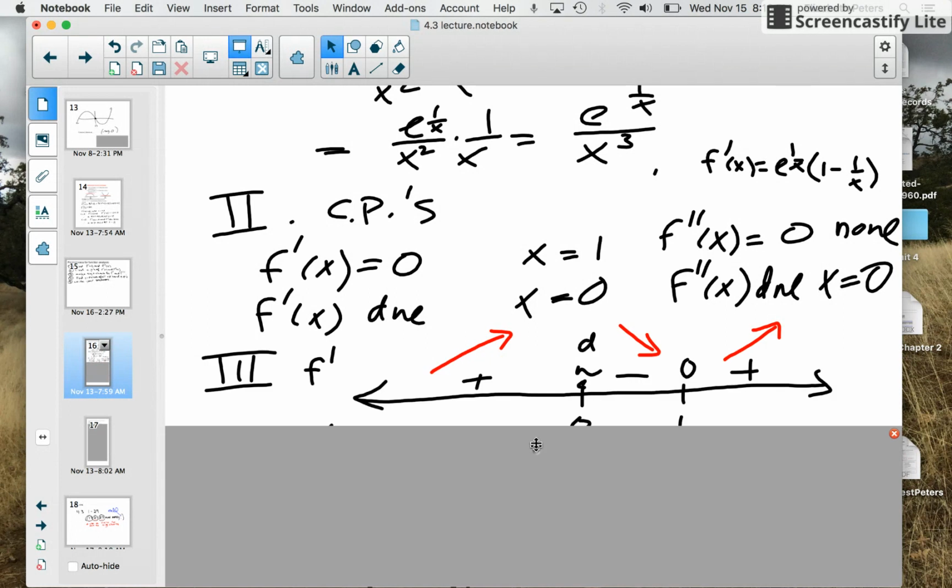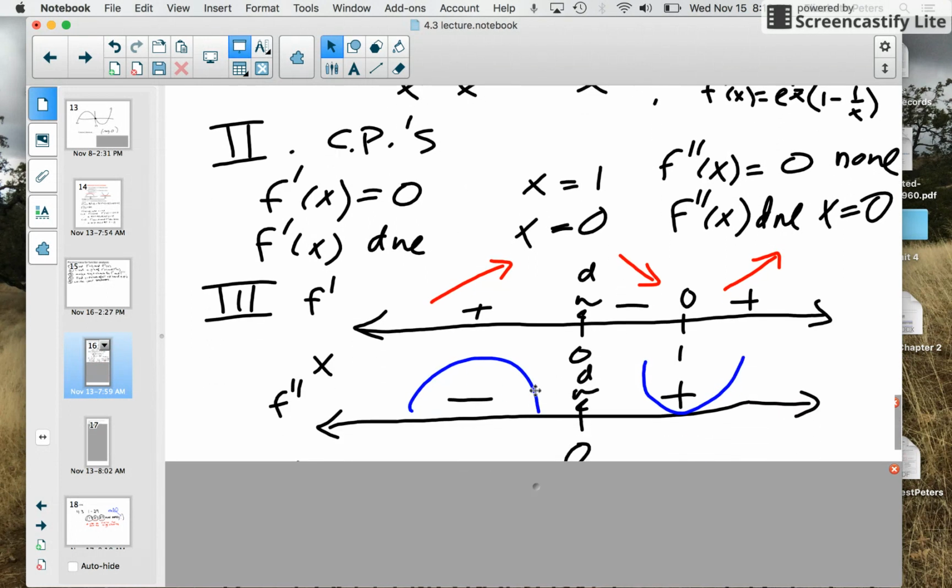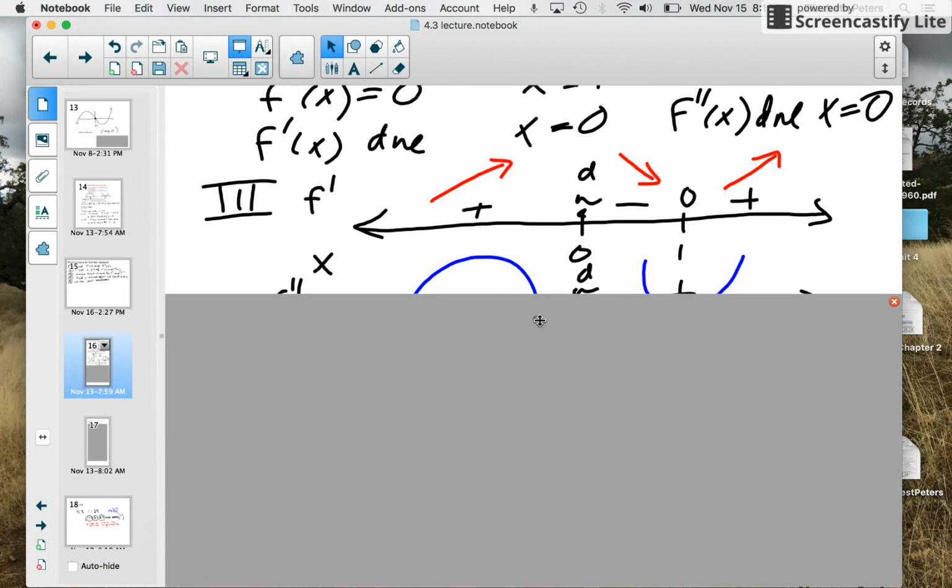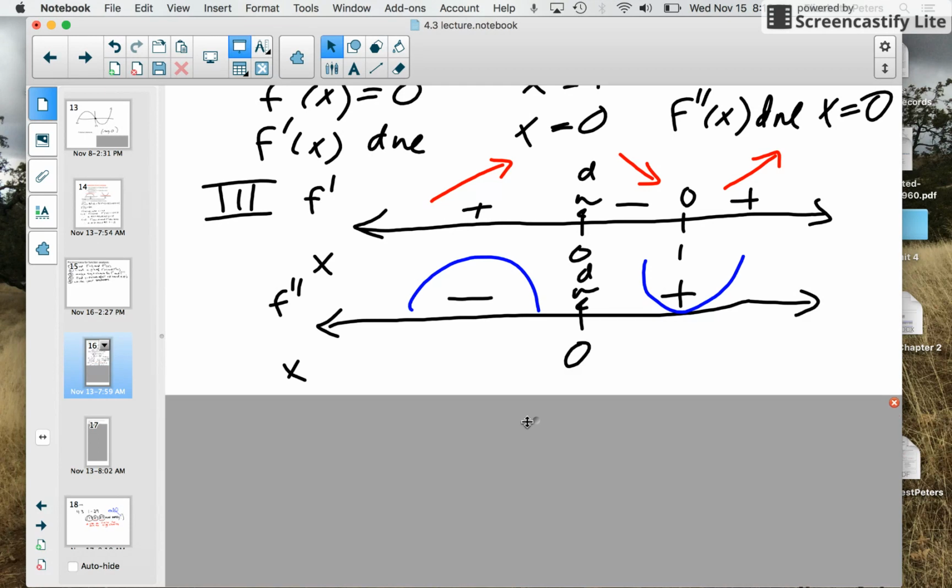So now we've got our critical points, and we are going to make our sign chart. This is a problem where you could make your sign chart with a calculator. You could use a calculator to plug in some of these numbers, make a table, and use that to help you with this sign chart. So our first derivative is positive on the interval negative infinity to 0. It's negative from 0 to 1, and then it's positive again here.